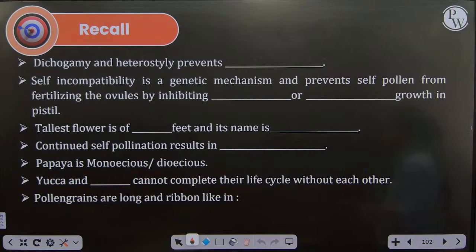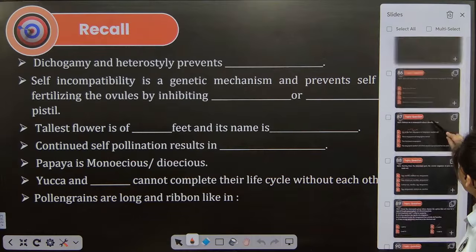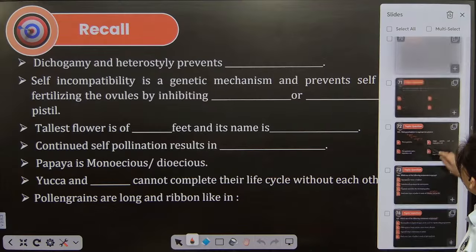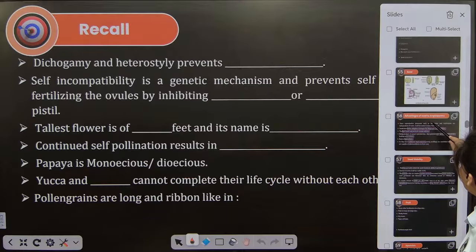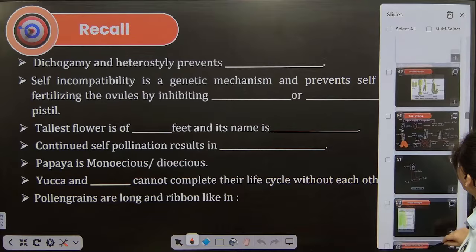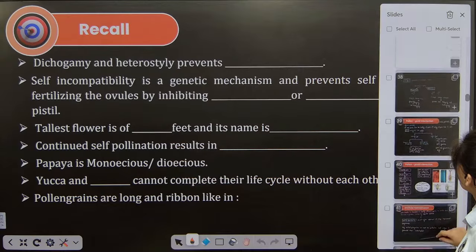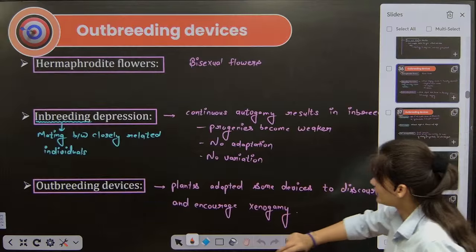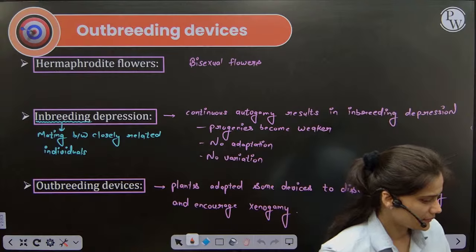Next, the next topic is outbreeding device.